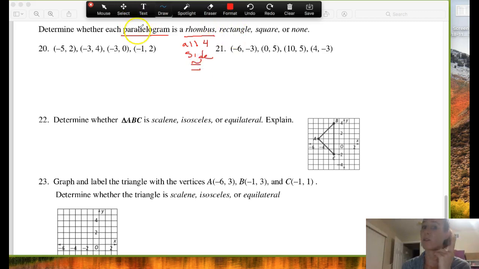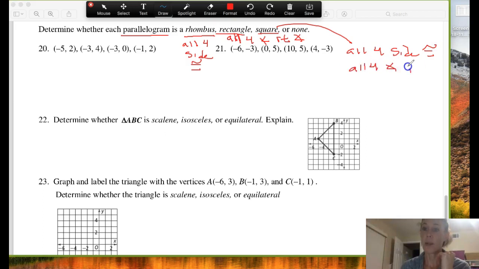A rectangle is a special type of parallelogram where all four angles are right angles, okay? The square has both the rectangle and rhombus. You have all four sides congruent, and you have all four angles are right angles. That says F, not R, sorry. Are right angles, okay? And then none would just mean it's a parallelogram. It's not any of these special things.